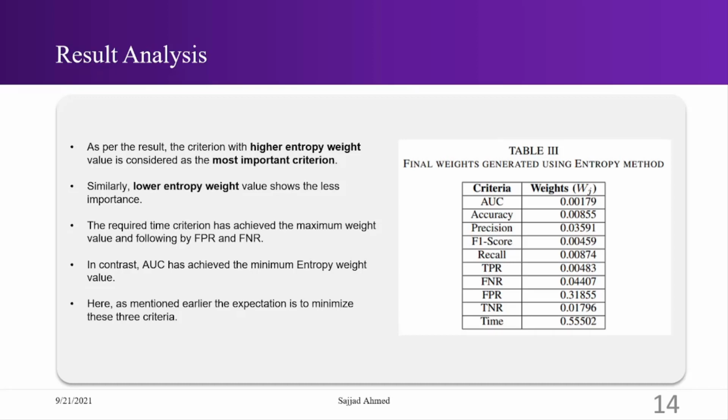Here good to mention that the higher entropy weight value is considered as the most important criterion. Similarly, the lower entropy weight value refers the less importance. As we can see in this table, the time criterion has achieved the highest importance based on the entropy method, and the second important criteria that we have found is the false positive rate, and respectively we can see the false negative rate.